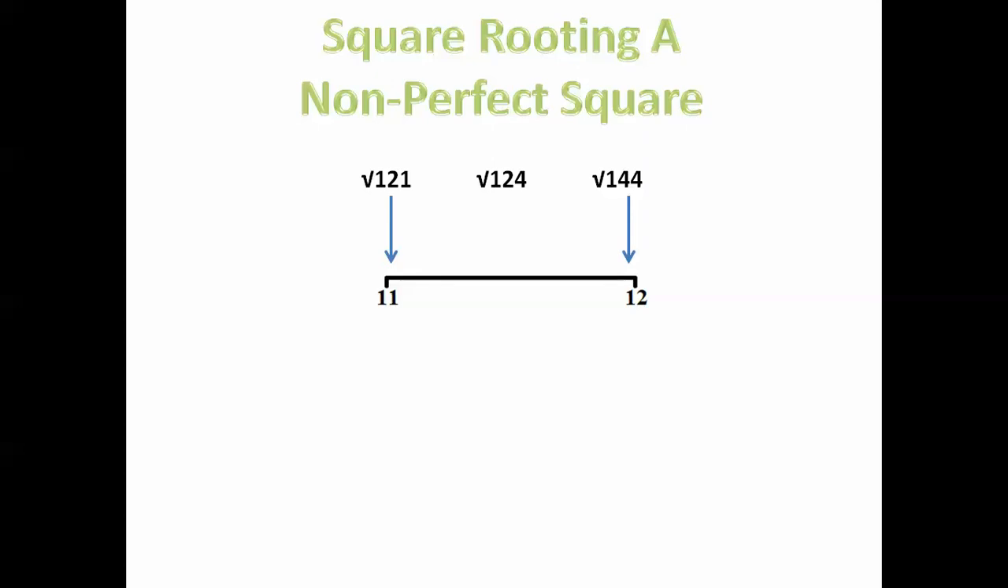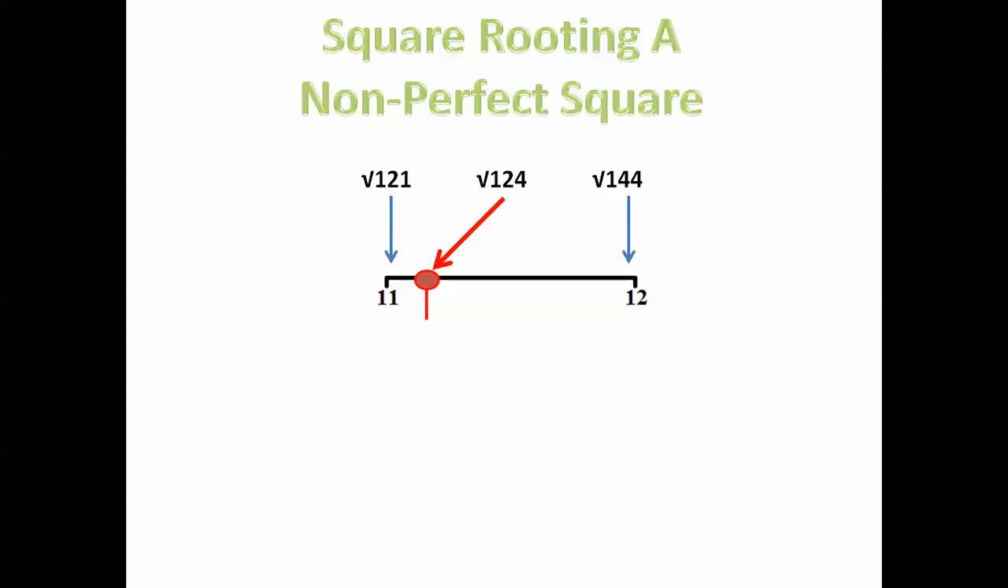Now we must examine which is closer to 124, 144 or 121. And obviously 124 is closer to 121. I'm going to find that the square root of 124 is between 11 and 12, and it's going to be closer to 11 because 124 is closer to 121.